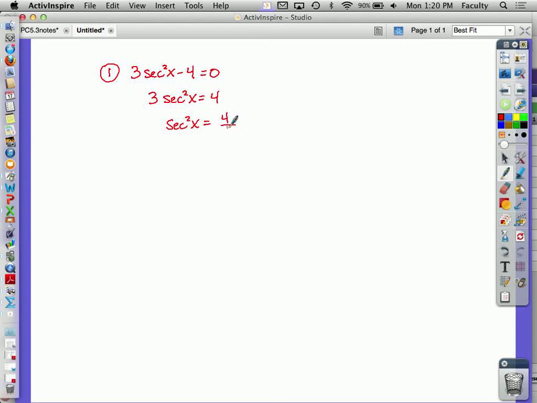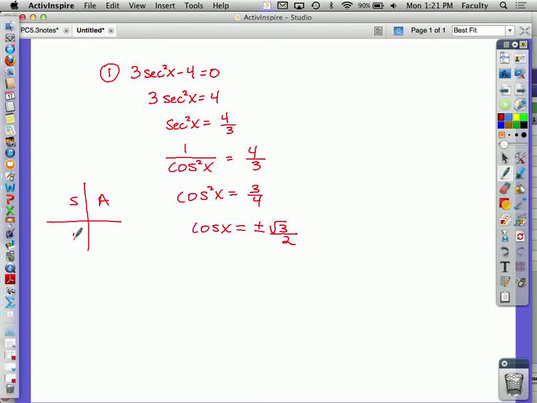Now there's more than one way to do this one, but when you get to this point, secant squared x equals 4/3. Here's how I like to do it. I know that secant squared x is 1 over cosine squared x. If you have one fraction equals one fraction, you may flip both fractions. So then cosine x is equal to plus or minus radical 3 over 2. So this is all 4 quadrants.